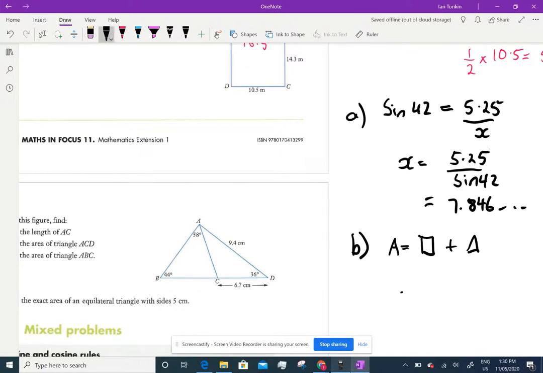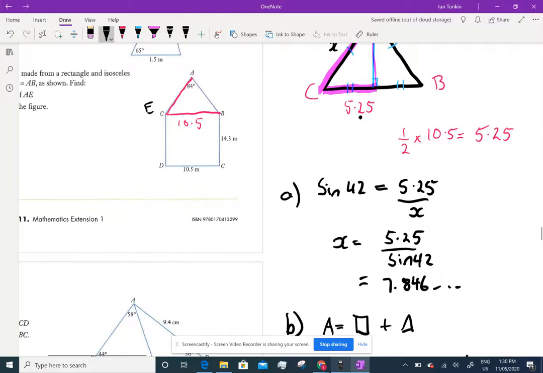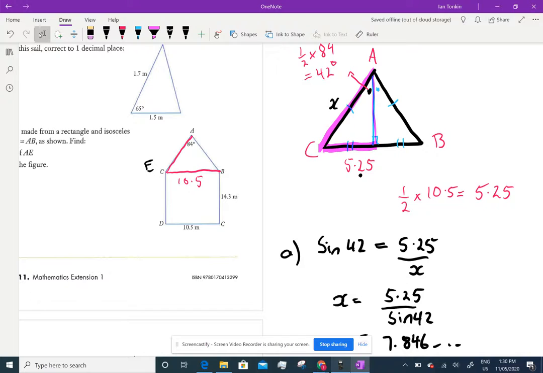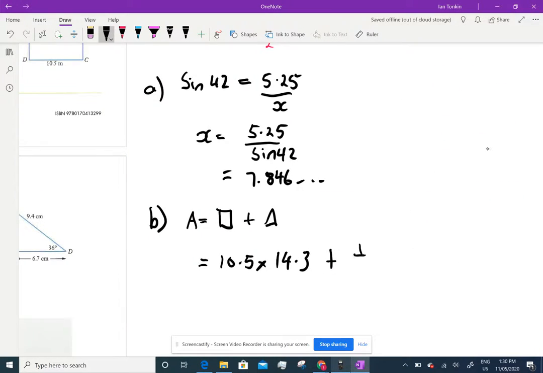Now, the area of the rectangle is easy. It is 10.5 times 14.3. And I only want to type this once into my calculator, otherwise I'll get rounding error. Plus the area of my triangle. Well, I could find the height, but because I know that's 42 up there, I know this angle in here is 90 minus 42, which equals 48. So the area of the triangle is a half AB sine C.